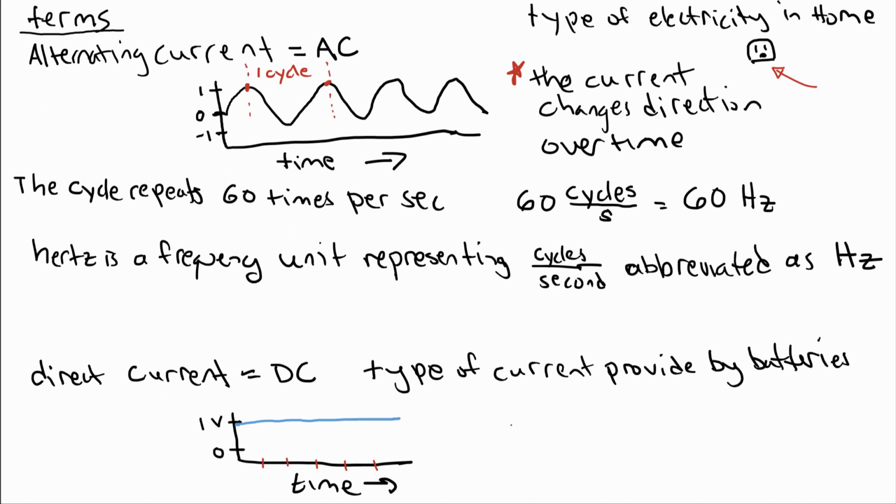It could be also the situation where you have time, 1 second, 2 seconds, 3 seconds, 4 seconds. And this is 0. And this could be -1, okay? So but it's not changing direction over time. It's always constant.